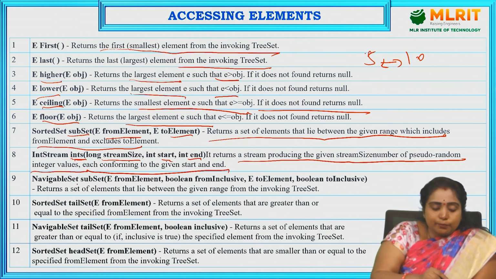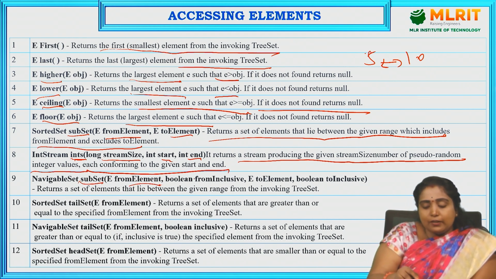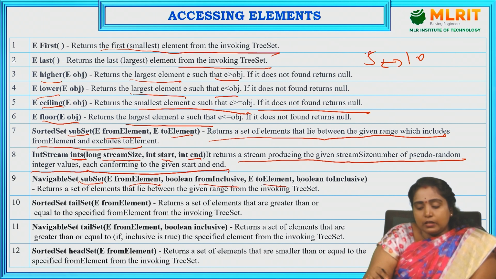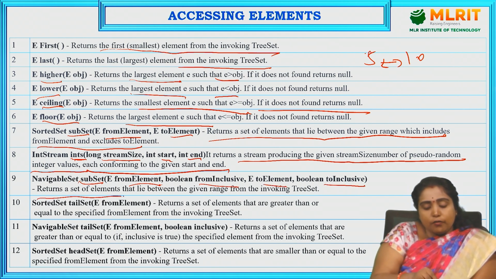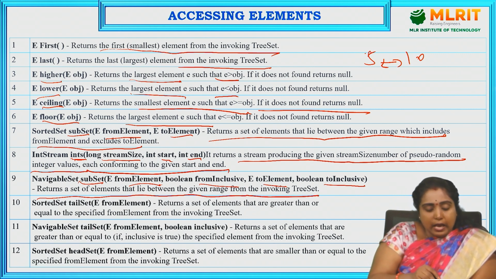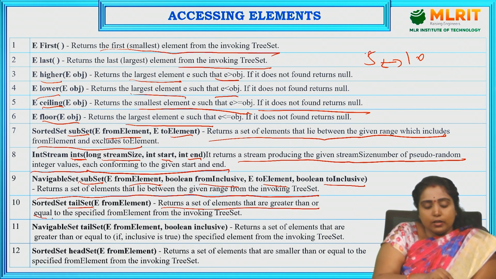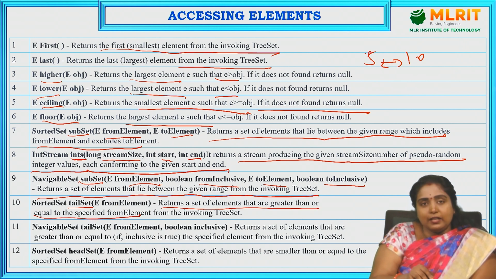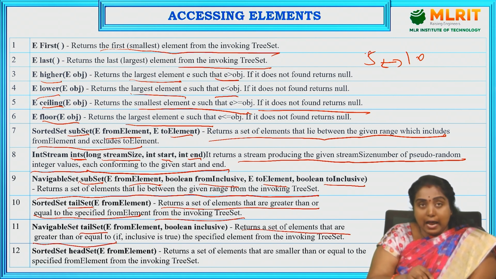And subSet, where you have to give the from element with its inclusive flag as well as the to element with its inclusive flag. It returns a set of elements that lie in between the range from the invoking TreeSet. And next, tailSet. It returns the set of elements that are greater than or equal to that particular element from the TreeSet. And tailSet with the inclusive flag will return the set of elements greater than or equal to it, and it has to check that inclusive is true.